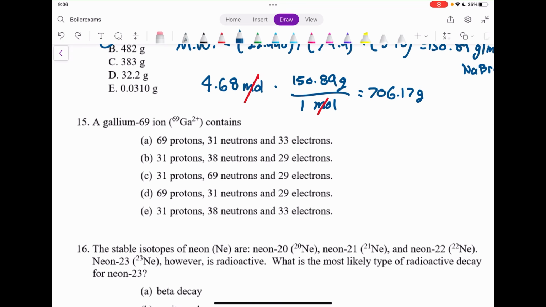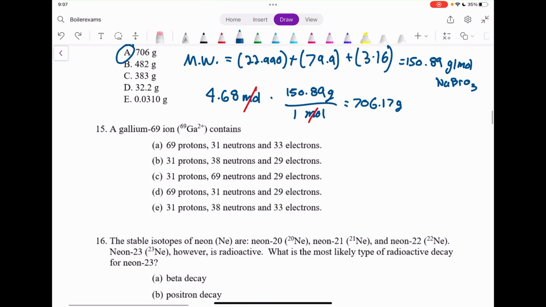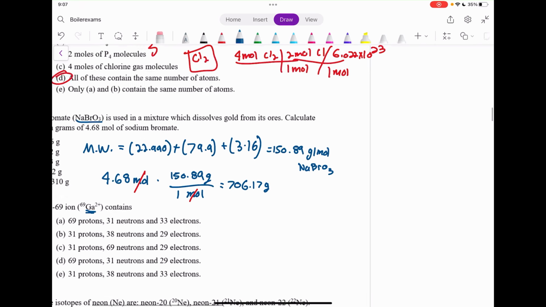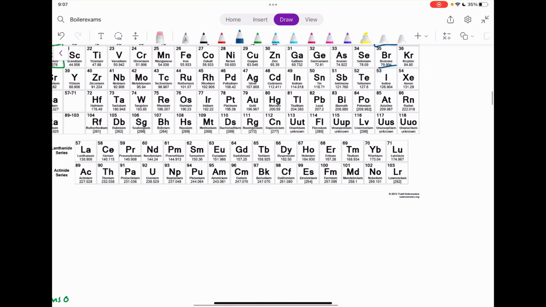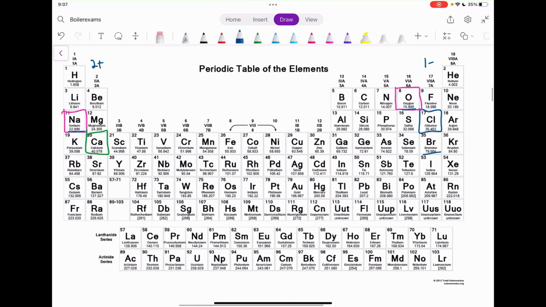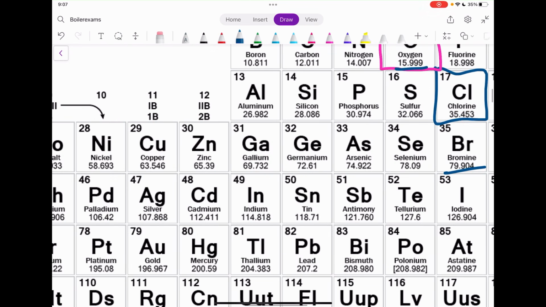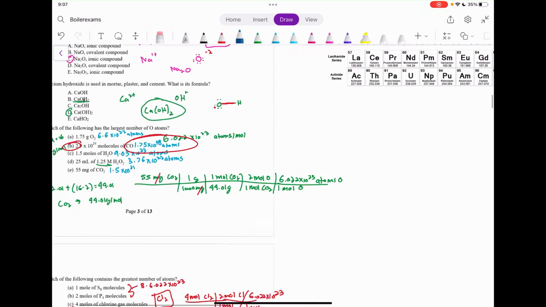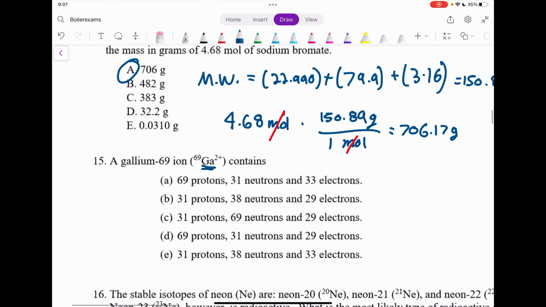15. A gallium-69 ion contains... So first of all, we know that the element tells us how many protons are in there. Always. One element will always have the same number of protons. So let's go up to, there it is. Gallium has its atomic number 31. So it has 31 protons.